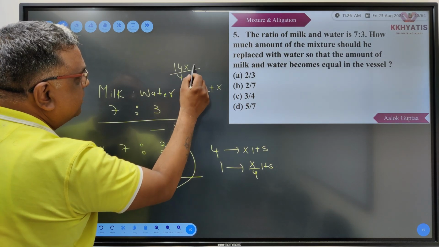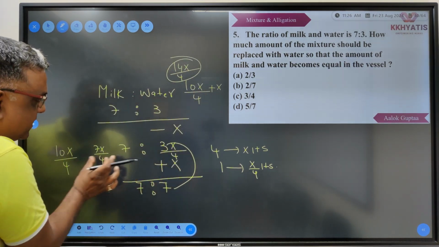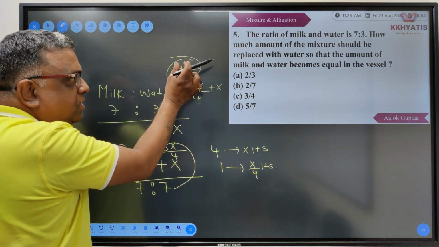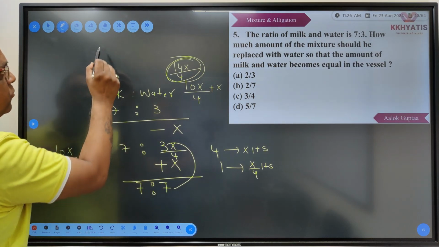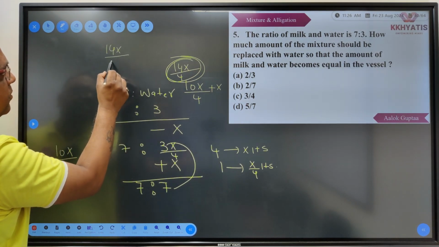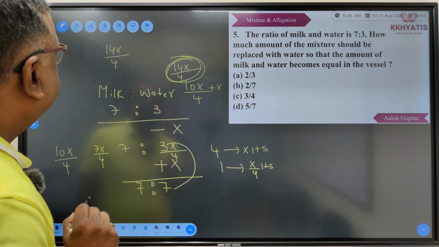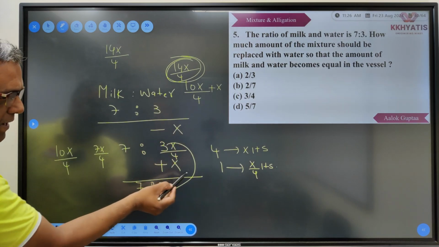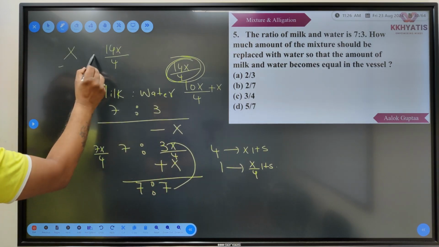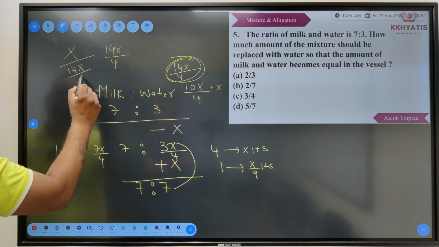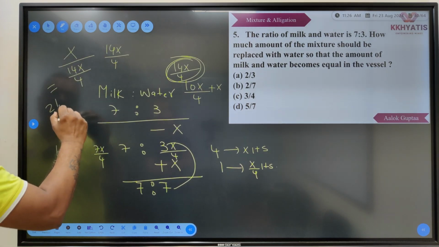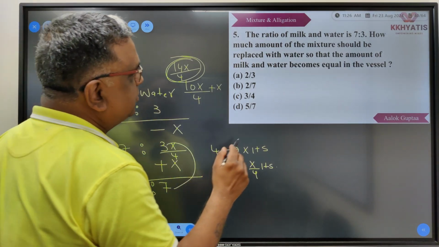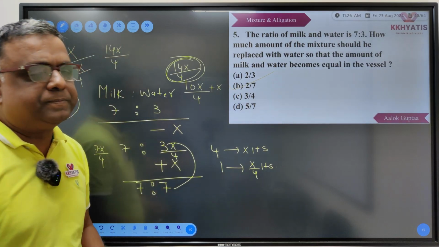Initially the quantity I had above was 14x by 4, because this 10x by 4 was formed after removing x liters. So if I add x liters to this 10x by 4, I get the original quantity 14x by 4. So my original quantity was 14x by 4, right? And how much did I replace? I removed x and replaced it with x, so x upon 14x by 4, which equals 2 by 7. So 2 by 7th of the mixture I should replace with water so that my ratio becomes 1:1. So the answer is 2 by 7.